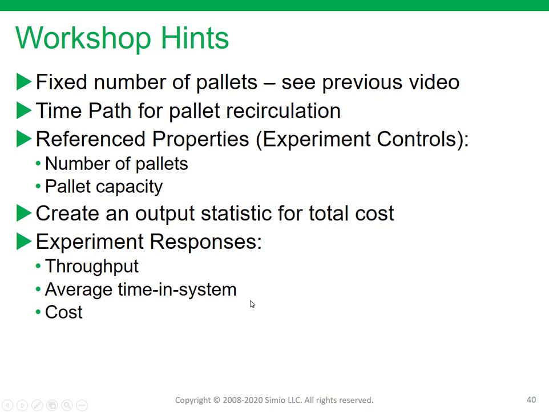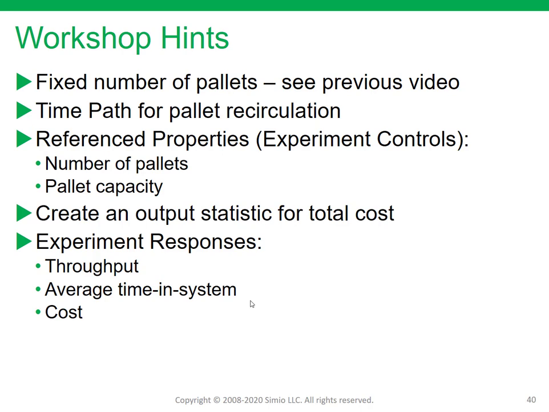Okay, some hints to consider if you haven't already figured out how to solve this model. First of all, we have a fixed number of pallets circulating in the system, and you can see the previous video where we solved this exact same problem. The only difference was that in the previous video we specified how many we wanted, and in this case we have to use a reference property so that you can experiment with that value. Use a time path for pallet recirculation since you're given a fixed time for recirculation.